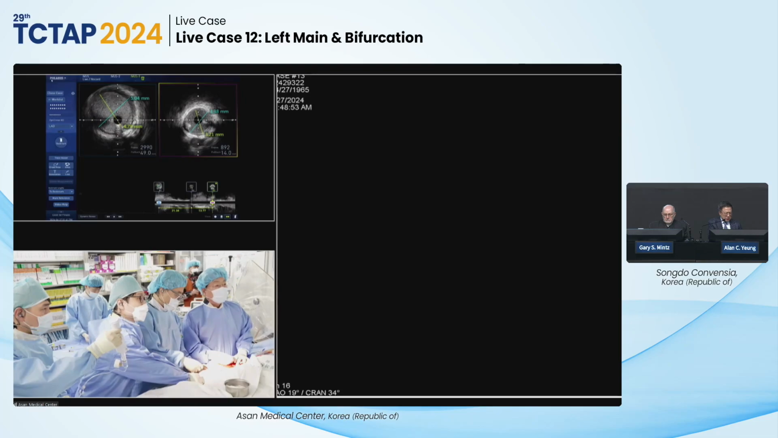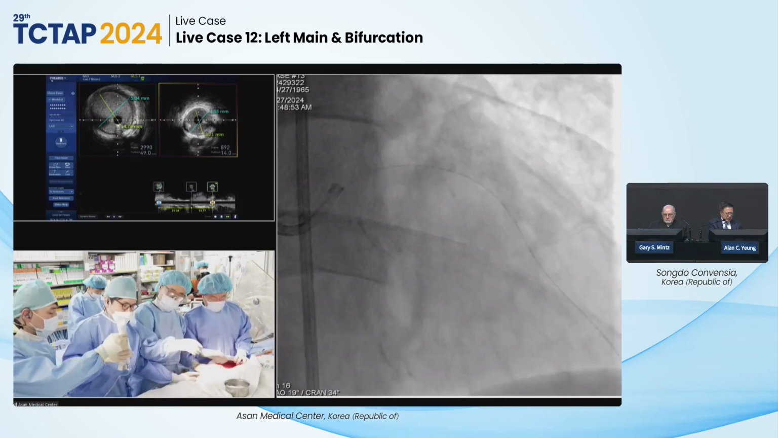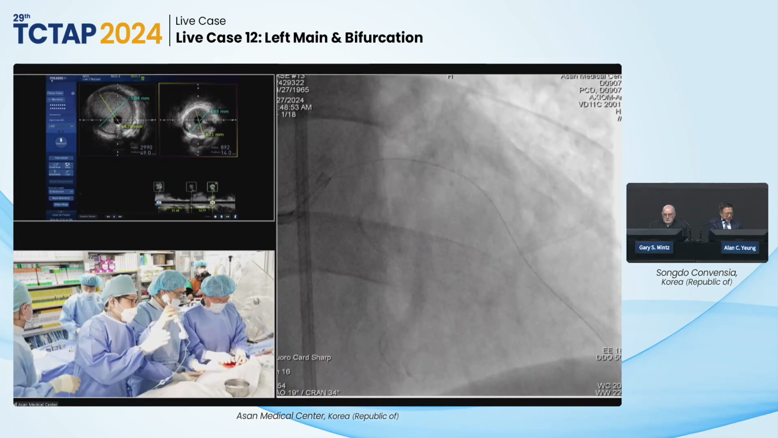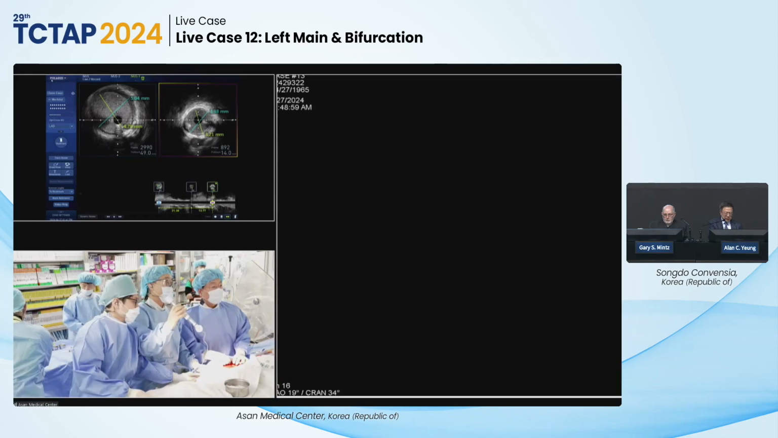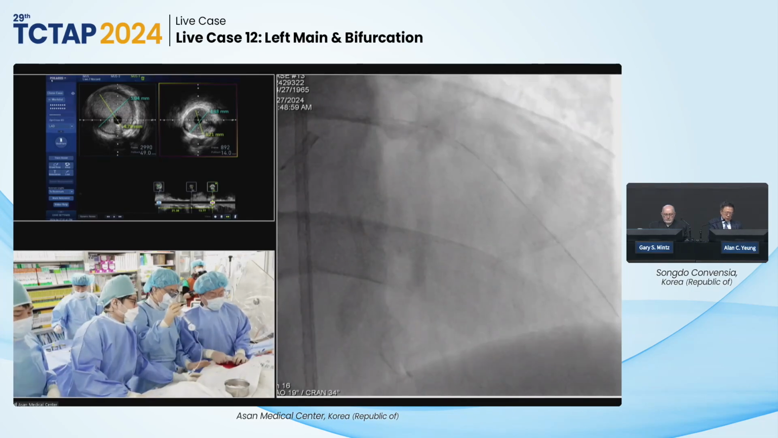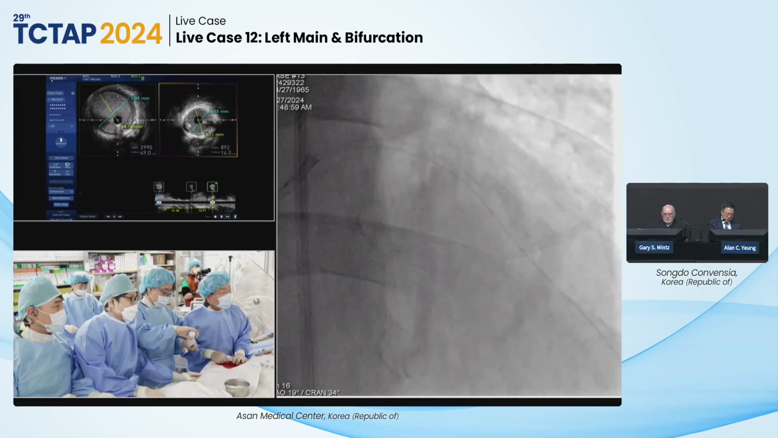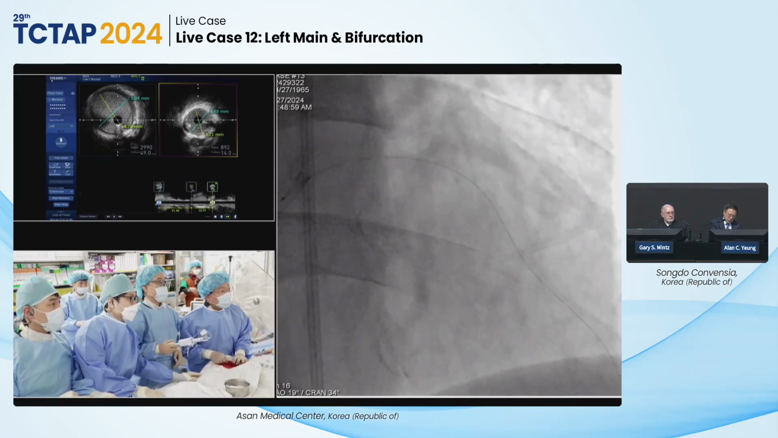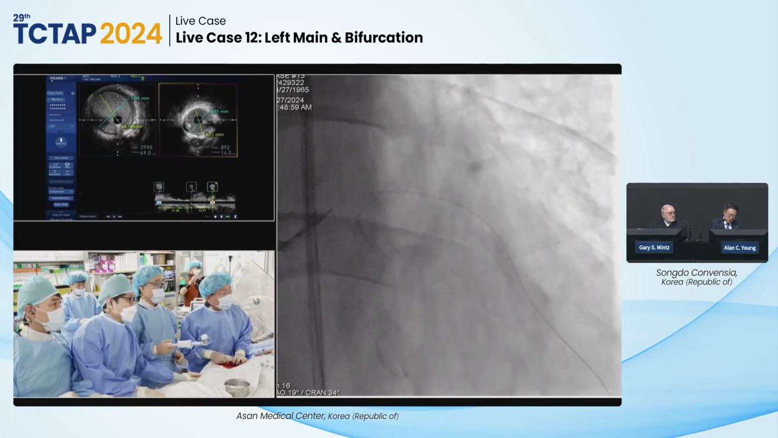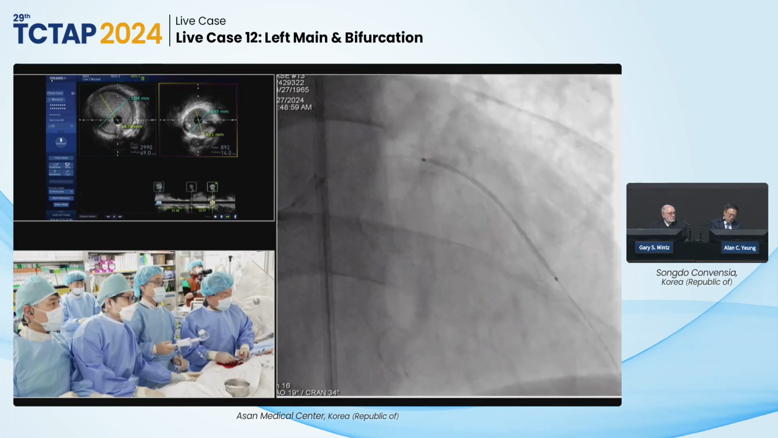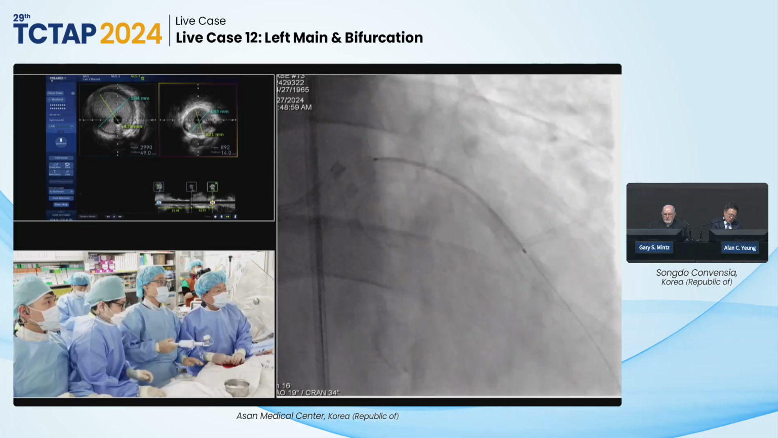So, Dong-Wook, are you fixing the LAD beyond the diagonal bifurcation as well? Right, exactly. And so we choose a 38 Synergy long stent to cover just the distal part of the diagonal branches. Okay, maybe this is quite enough.